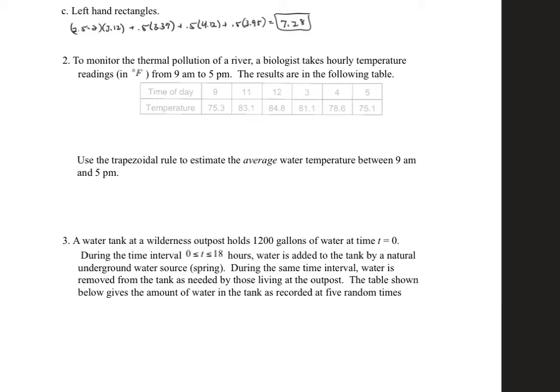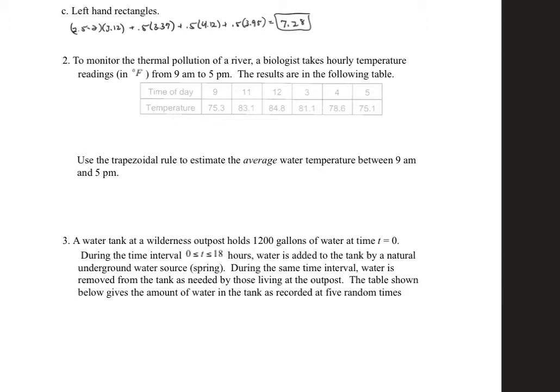Now we have to be careful on a couple of fronts here. Notice that we do not have uniform width subintervals, because from 9 to 11 is 2, from 11 to 12 is 1, then 12 to 3 is 3, and so on. We also have an issue because these aren't going in the same order. Because of the clock, we don't want to say that we're going to go 9, 11, 12, and so on.